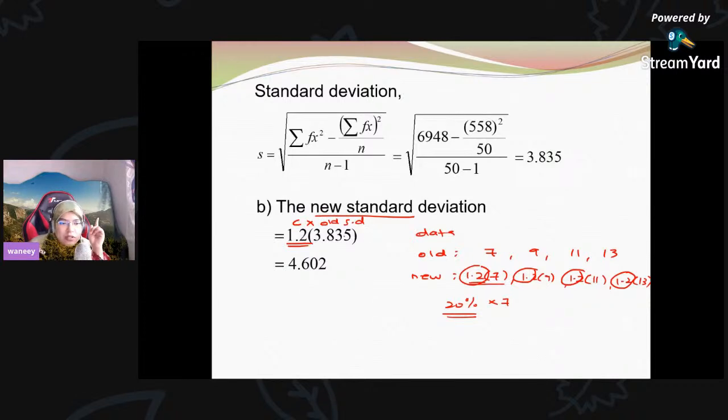So you can actually refer to the note that I gave you just now, the one with the pink color. So C is 1.2 times the old standard deviation. So the new one is 4.602. Okay, next.